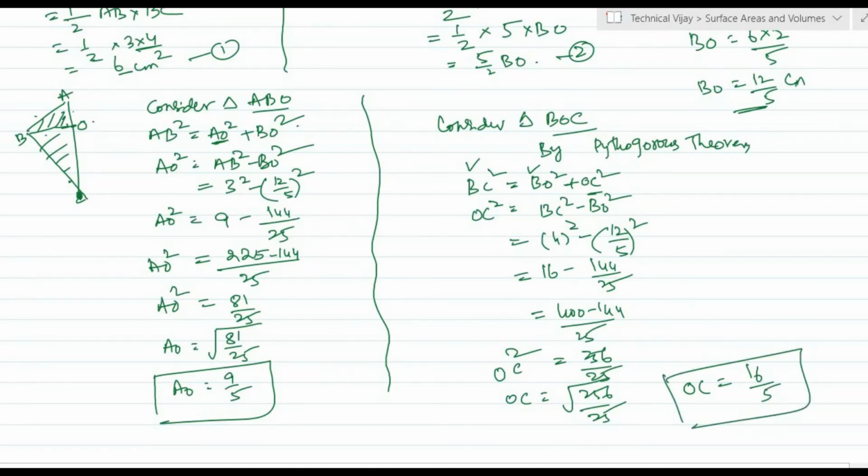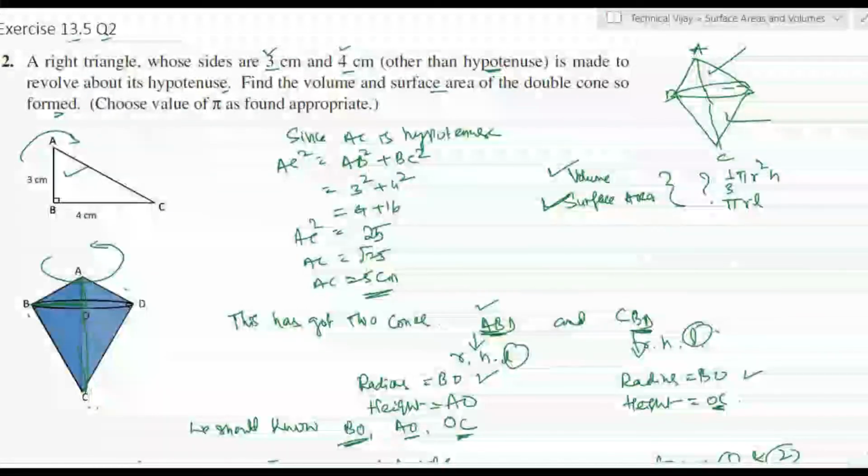So now we got AO, OC and BO. So now we can calculate the volume of this double cone. Double cone will be like this. So this is B, A, B, this is C, this is D. So now this figure I will copy here.